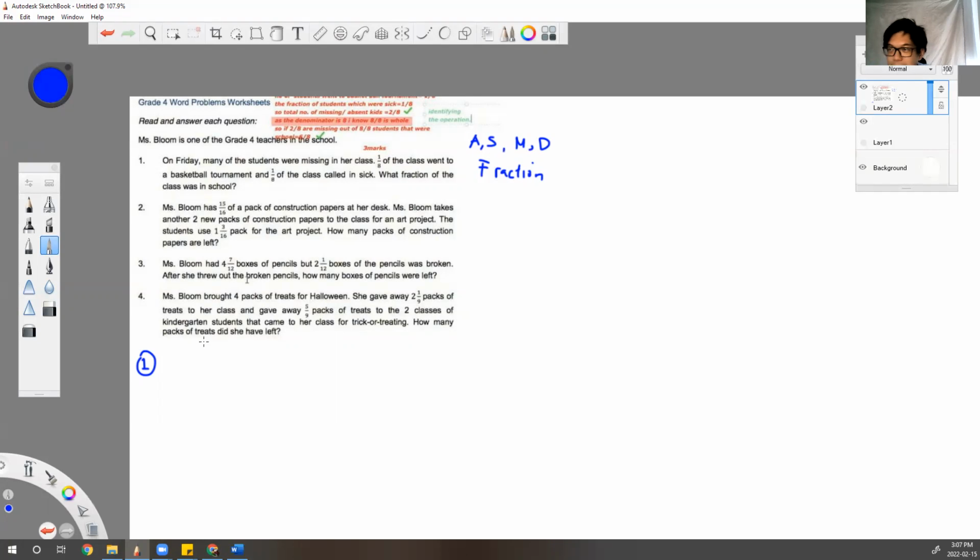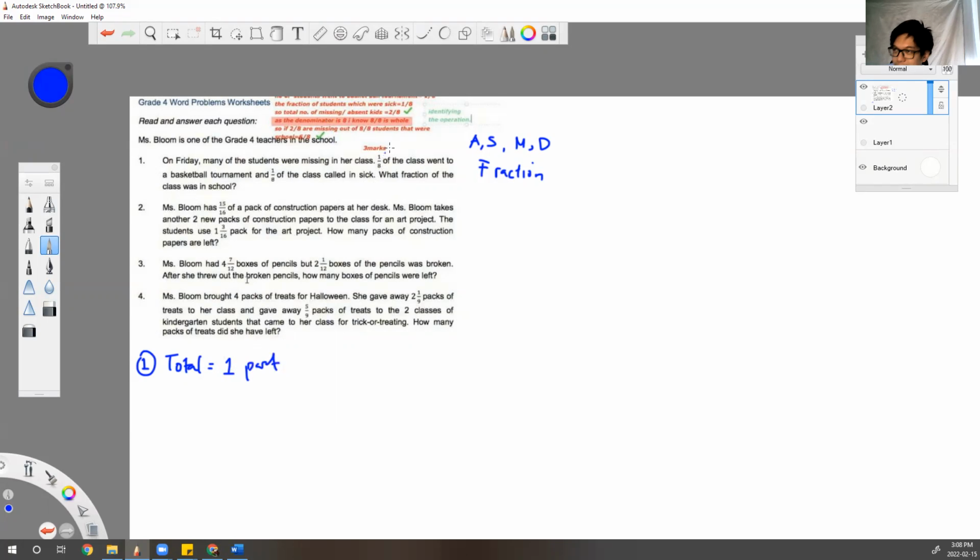Let's go for number one. On Friday, many of the students were missing in her class. 1/8 of the class went to basketball, and 1/8 of the class called in sick. What fraction of the class was in school? You need to remember the total. The total in a fraction is always one. That's the maximum number, right? So one whole part.